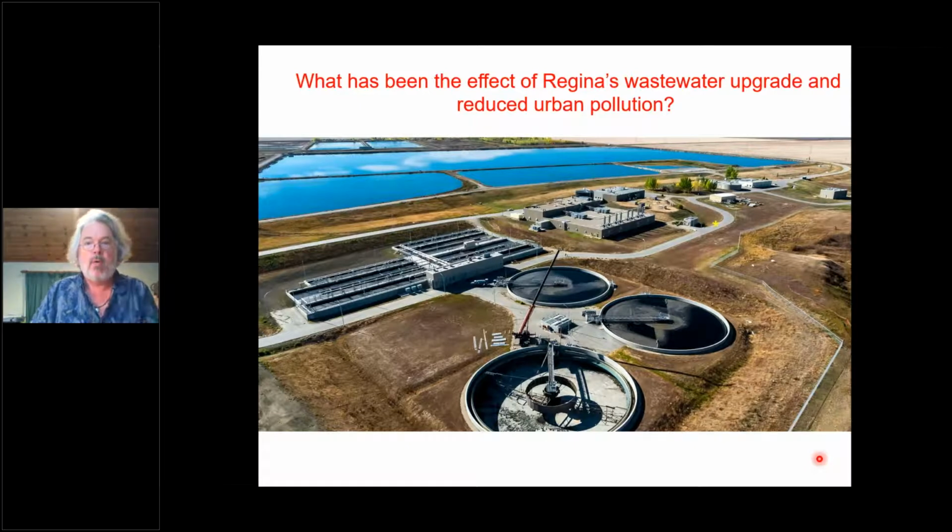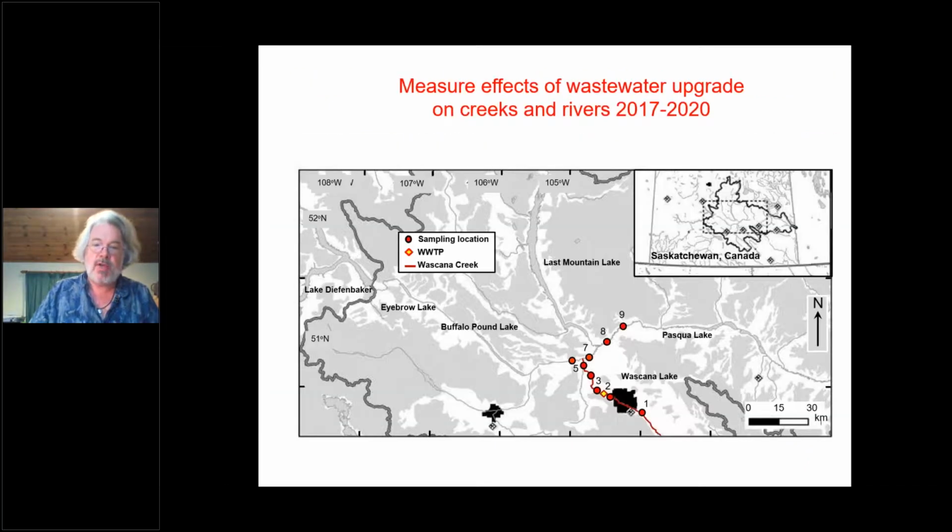And so we want to know, well, okay, the upgrade was in 2017. What effect was there? So to do that, we measured the concentration of nutrients and algae and toxins, nutrients and algae all the way down Wascana Creek, pretty much to Pasqua Lake, while we were also measuring Pasqua Lake. And we did this for 4 years really, from 2017 onwards.